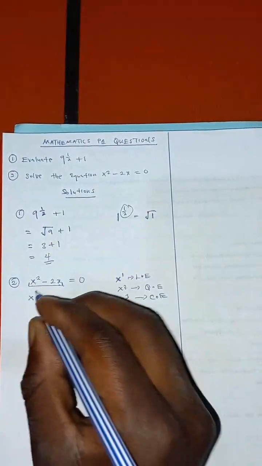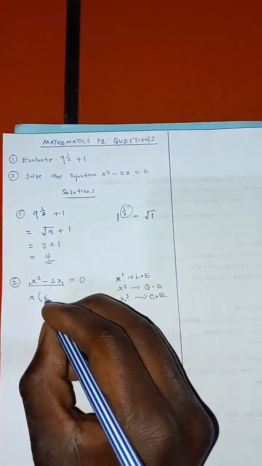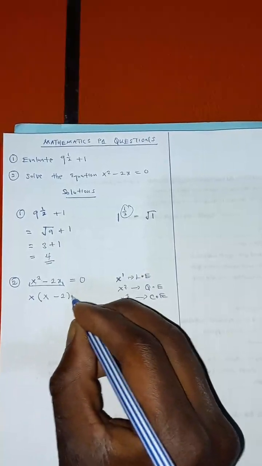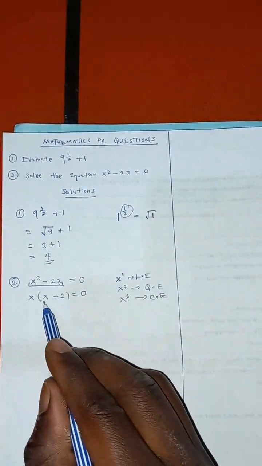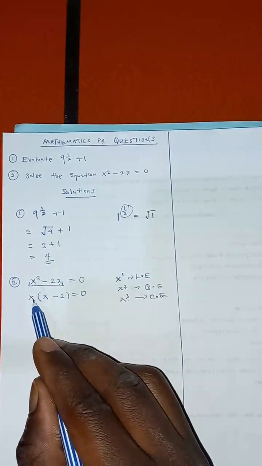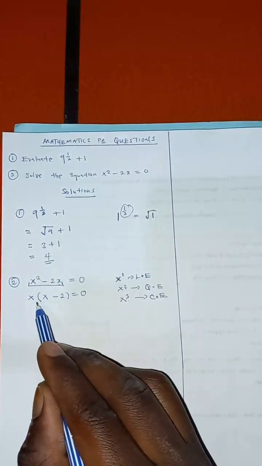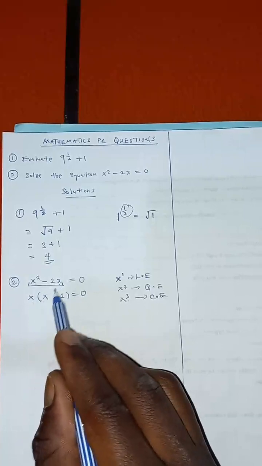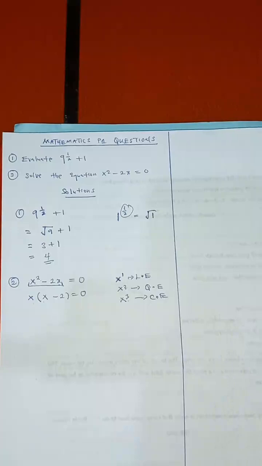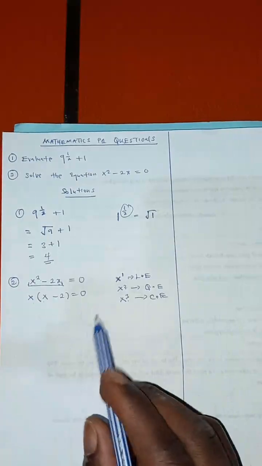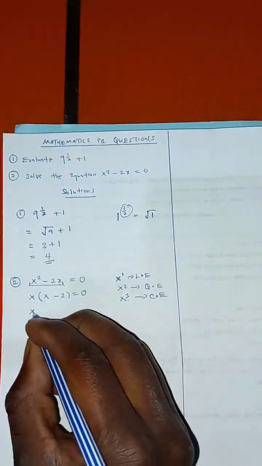So we shall have x, open bracket, x minus 2, is equal to 0. Such that when you say x times x, it is x squared, and x times negative 2 gives us negative 2x, the same as we started with. That's what we mean by factorizing. Now, after we factorize, we equate everything to 0.